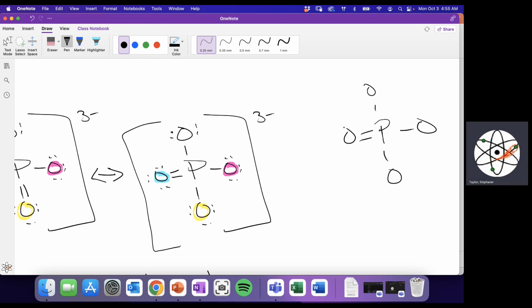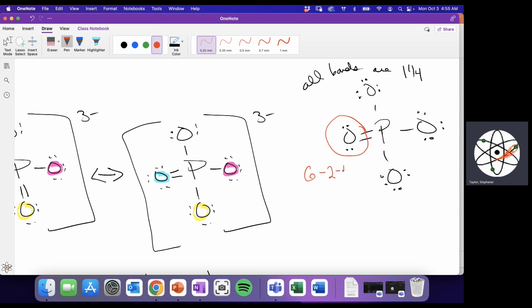Again, this one has resonance. Even though I am showing it with a double bond only in one location, we could do the bond order for this molecule and remind ourselves that really, in real life, all bonds are 1 1/4. But the question's about formal charge. So we ended here. This particular oxygen has 6 valence electrons, has 2 electrons that are being shared, has 4 electrons all to itself, that's 0.